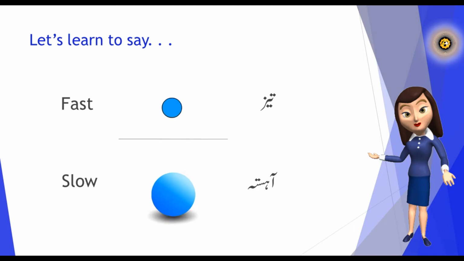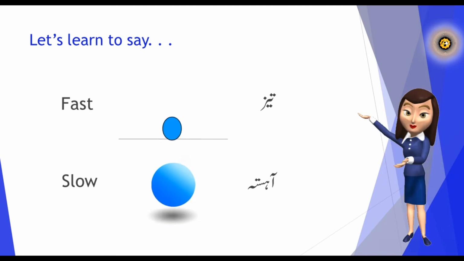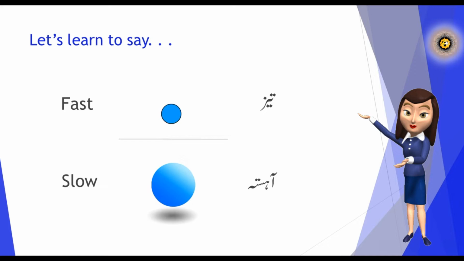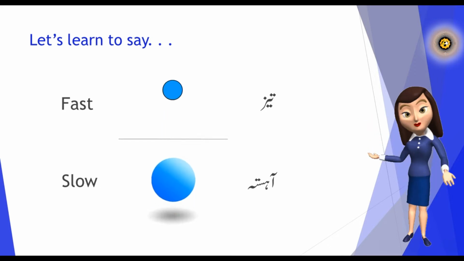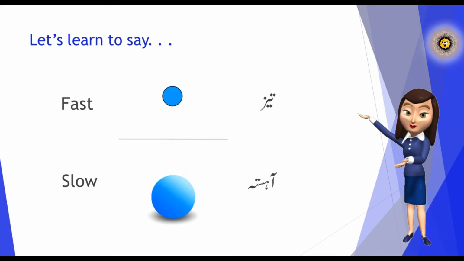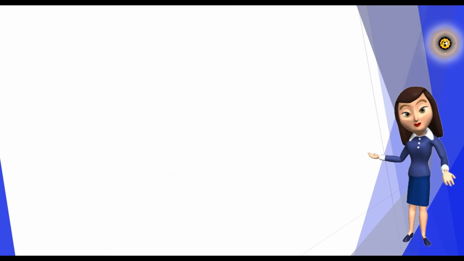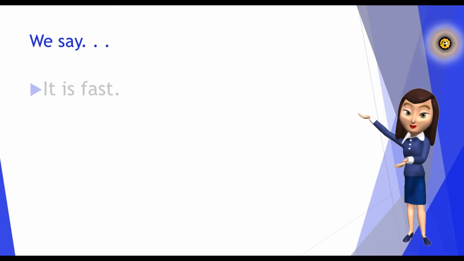In English we say fast, and in Urdu, tez. Then in English we say slow, and in Urdu, ahista. Repeat and revise, okay? Alright. We say it is fast.